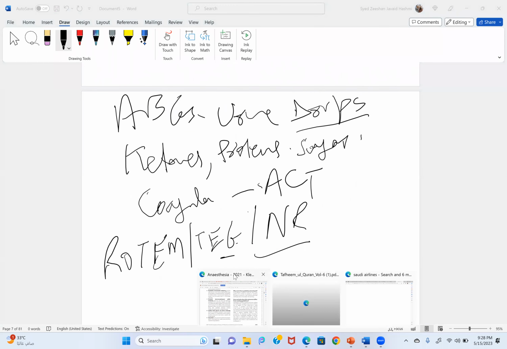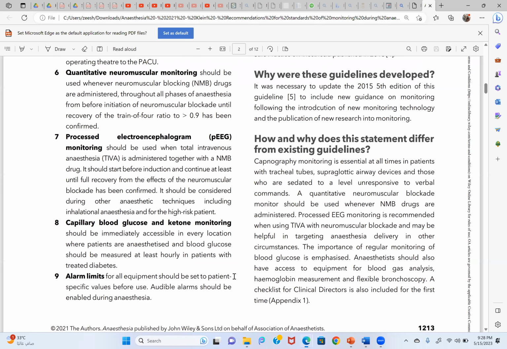Even indirectly, there are monitors which are actually telling you the hemoglobin level. Masimo hemoglobin monitors are there, which measure the hemoglobin non-invasively and give you an idea of it.